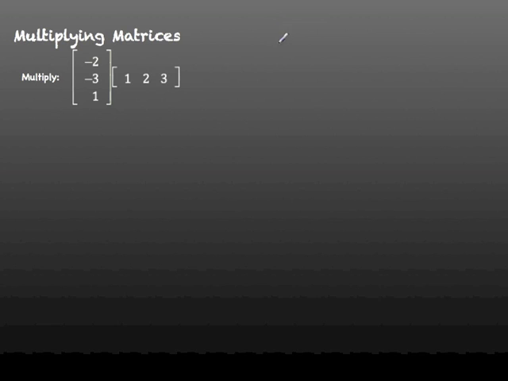Finally, last one. Again, I'm going to call my first one A and my second one B, just to make life easier on myself. A and B. A is 3 by 1. B is 1 by 3. So I've checked, and I should be able to multiply these together. My answer, or my product, should be a 3 by 3 matrix.